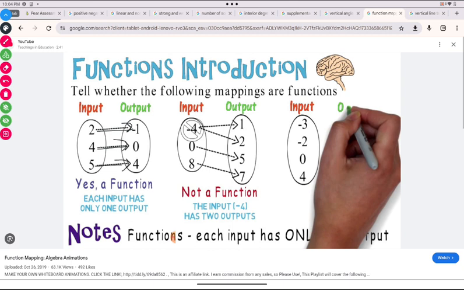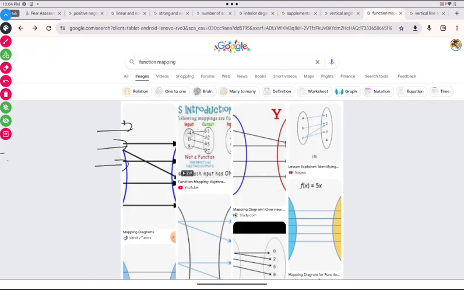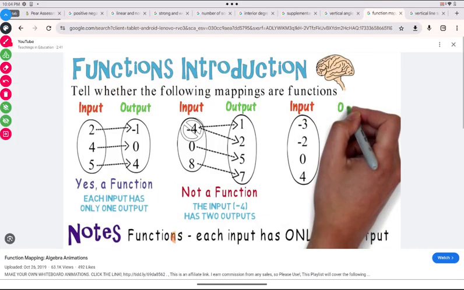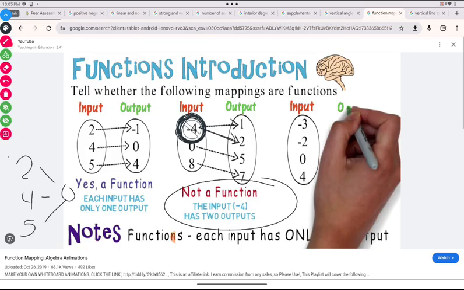It would even be fine if 2, 4, and 5 all went to, say, 0. That is still fine, as long as an input only has one output. But if you look here in the middle, when we have this input of negative 4, that has two different outputs. And that is the problem. That is where it is no longer a function. As you can see, it's not a function when an input has two outputs.